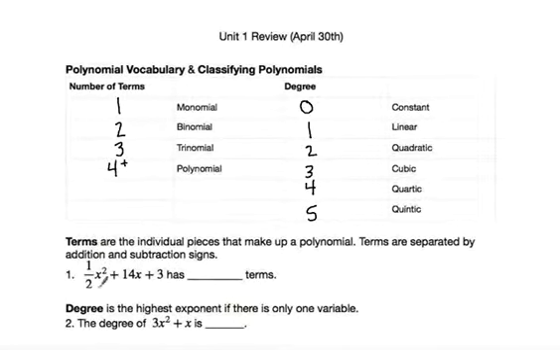So if we're looking at number 1, 1/2 x squared plus 14x plus 3 has 3 distinct pieces. It has the 1/2 x squared, it has the 14x, and it has the 3. So this has 3 terms. We would call this a trinomial.